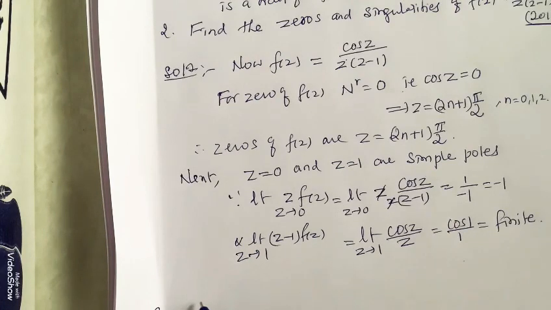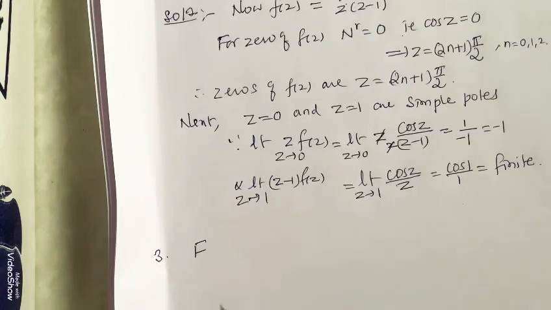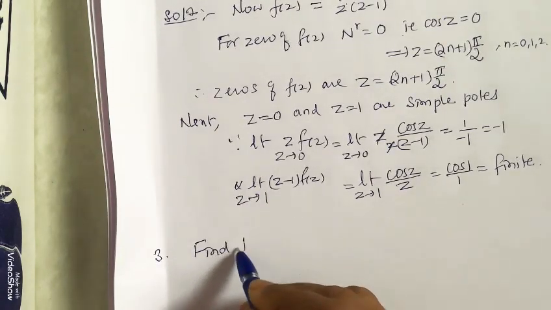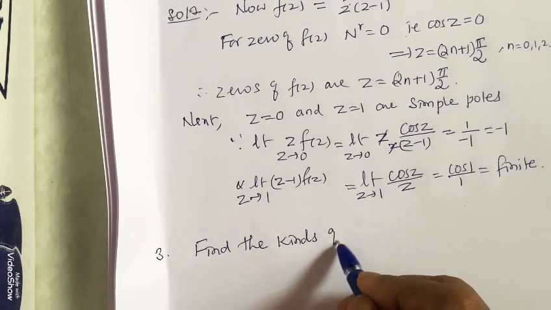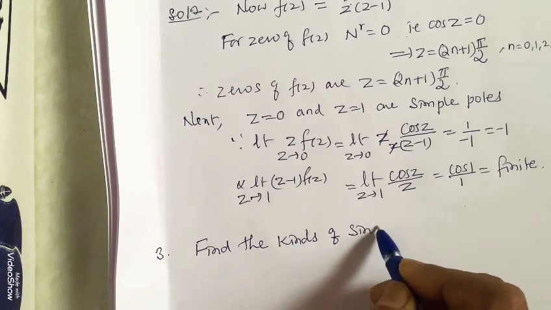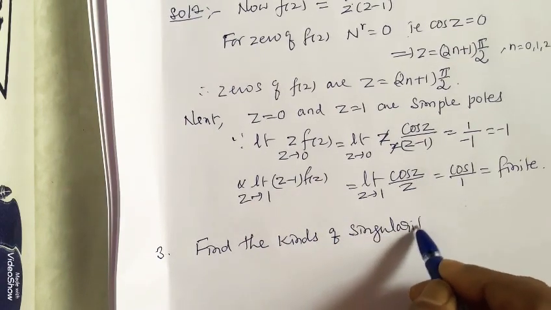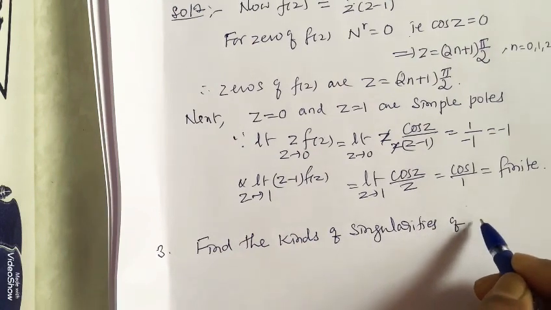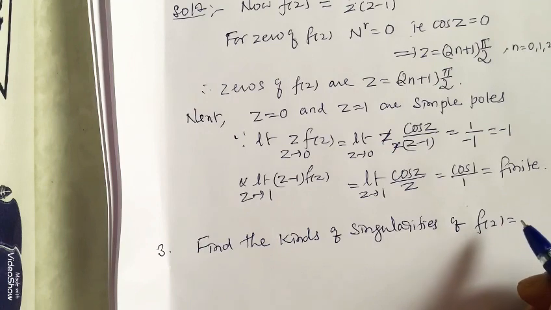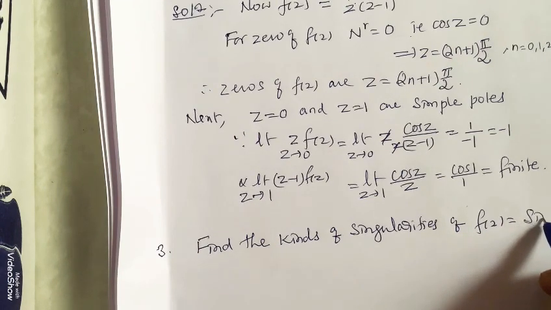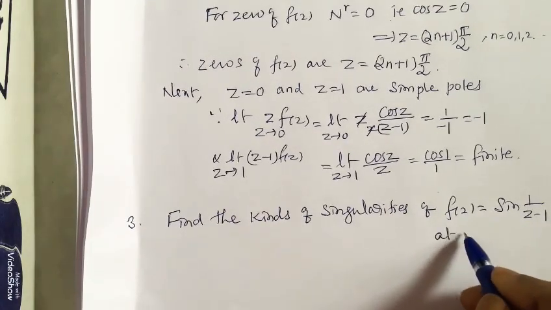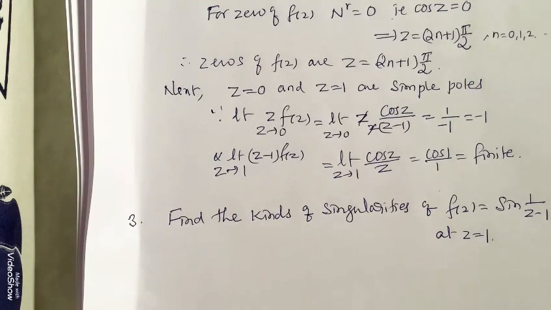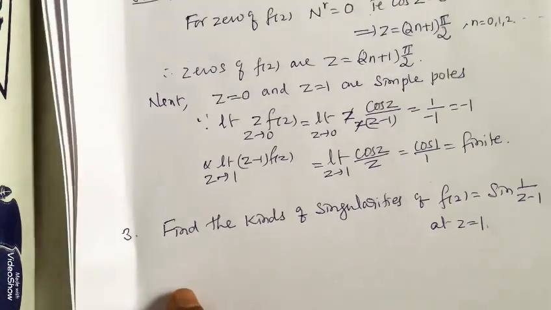Then the third example. Find the kinds of singularities. Next one. Find the kinds of singularities, meaning what type of singularities. Singularities of f(z) is equal to sine of 1 upon z minus 1 at z is equal to 1 here. It is asked to find what type of singularity z is equal to 1 is for the function sine of 1 upon z minus 1.